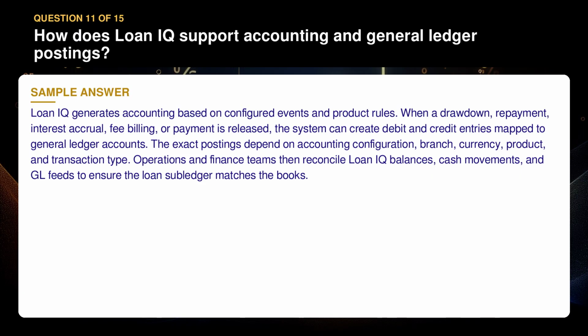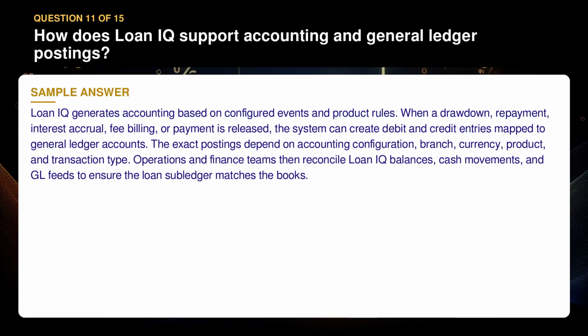Loan IQ generates accounting based on configured events and product rules. When a drawdown, repayment, interest accrual, fee billing, or payment is released, the system can create debit and credit entries mapped to general ledger accounts. The exact postings depend on accounting configuration, branch, currency, product, and transaction type.